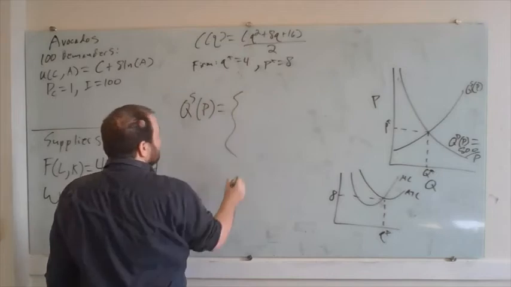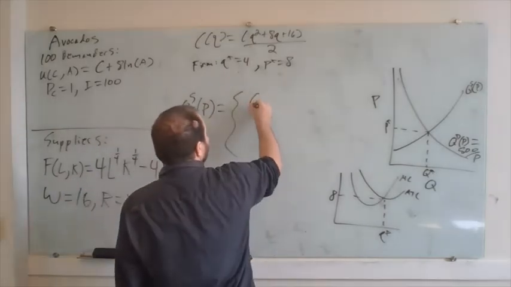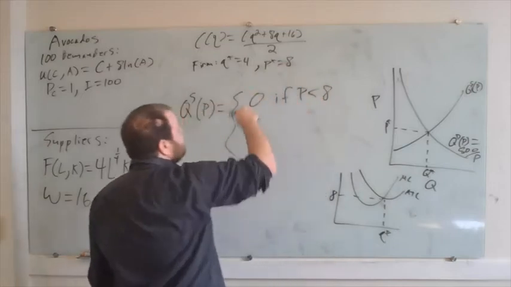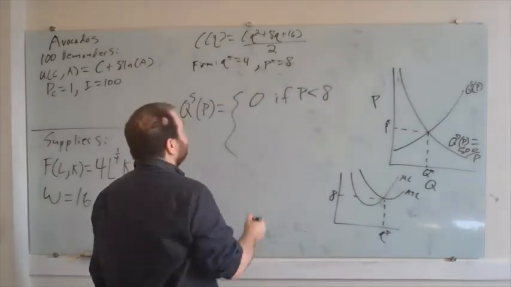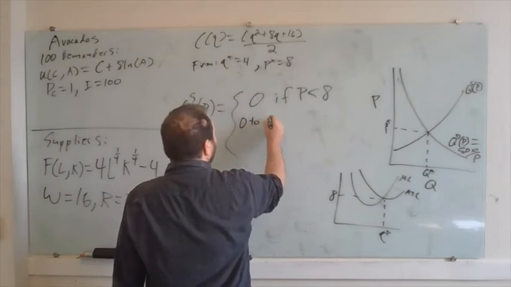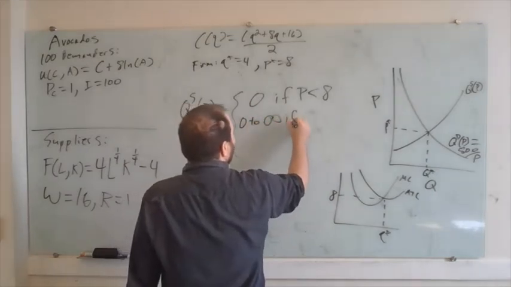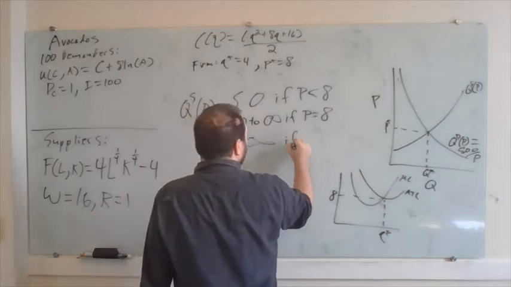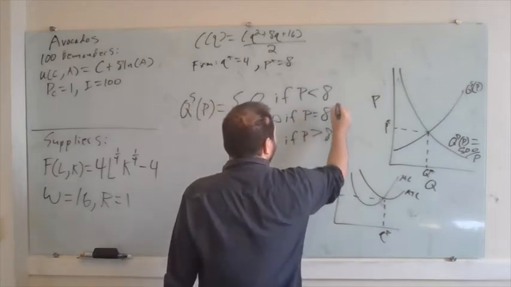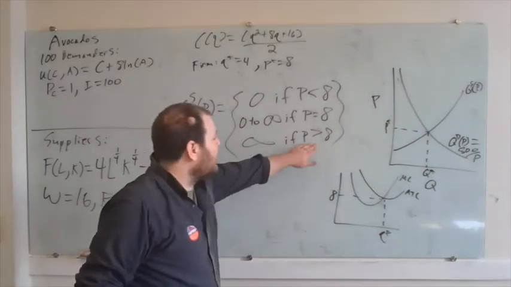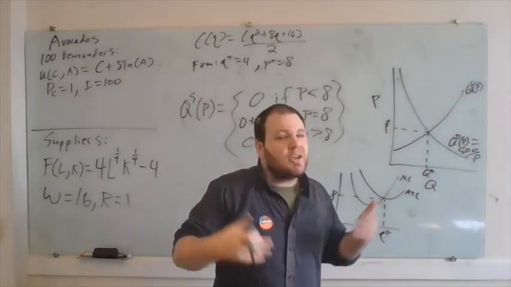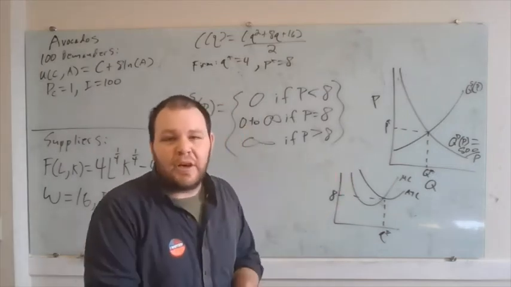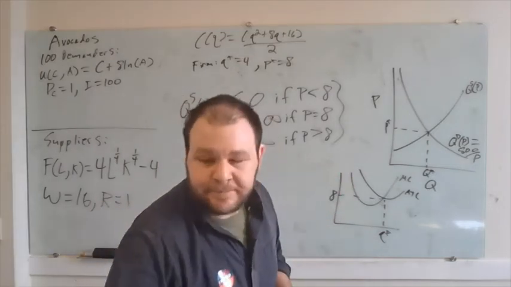is going to be just a horizontal line, which I'll draw by saying 0 if P is less than 8, right? No one's going to produce anything at a price below 8. 0 to infinity if P equals 8, and infinity if P is greater than 8. If we had a price above 8, we would never stop having new entrants into the avocado industry, right? We would just be swamped with avocados. Everything would turn into avocado. It would be the avocado apocalypse.